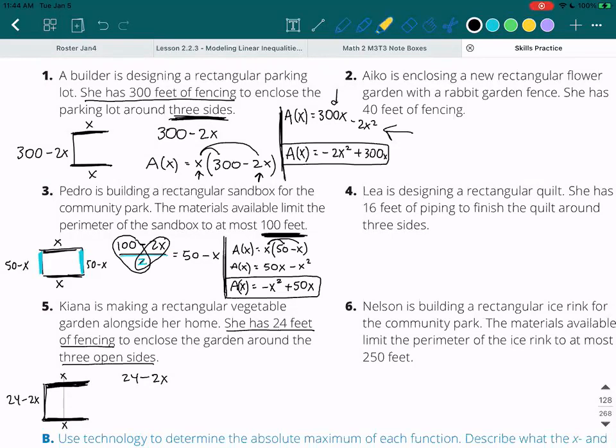So it's very similar to what we did in this first problem, okay? We have x, and then we have 300 minus 2x because it's 300 feet of fencing. Now we have this problem over here where we have x on the top and bottom. We had 24 feet of fencing, so the 3rd side is 24 minus 2x. All right, are there any questions up till there? I'm going to pause the video and give you guys a chance.